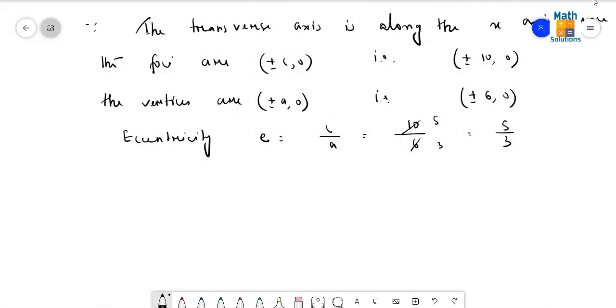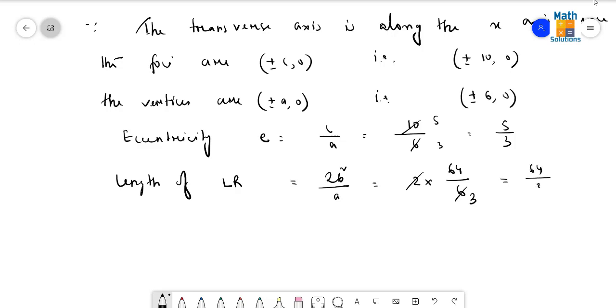then after we shall be getting the length of latus rectum as is equal to 2b square by a. What result shall we get? 2 into b square will come as 64, right? It is 64. Then after, in place of a we need to write 6. So after cancellation it is 3. So result is 64 by 3. So this is the answer of question number 4.